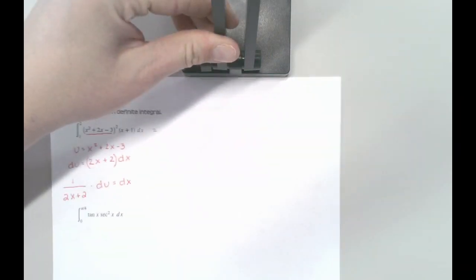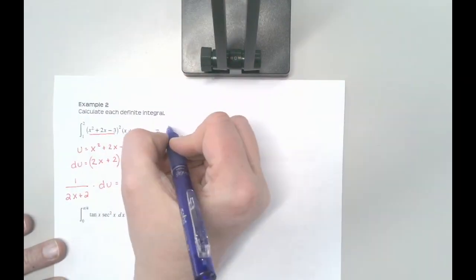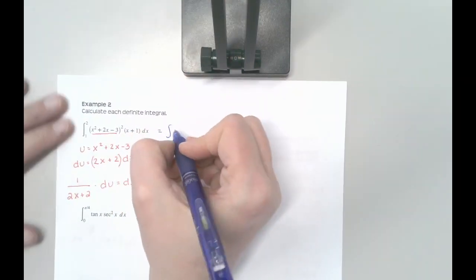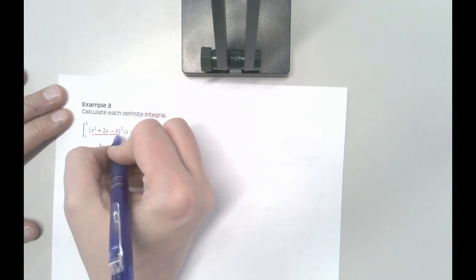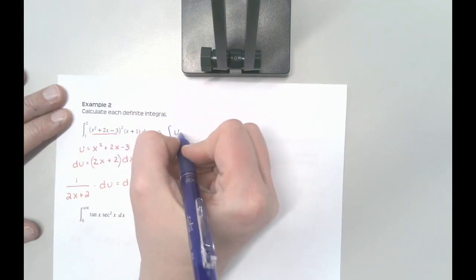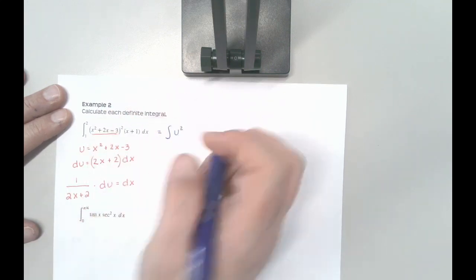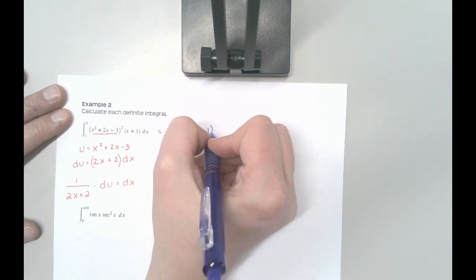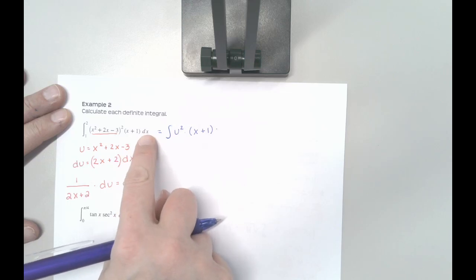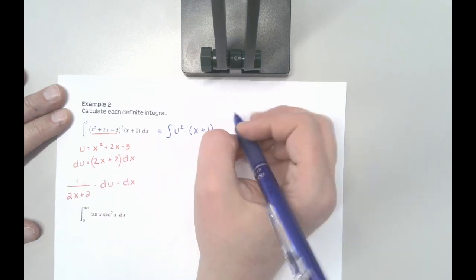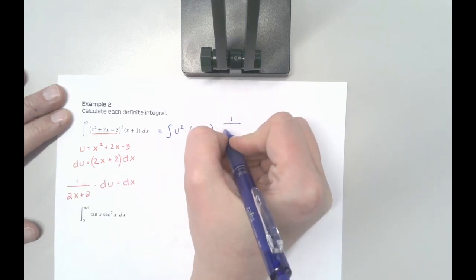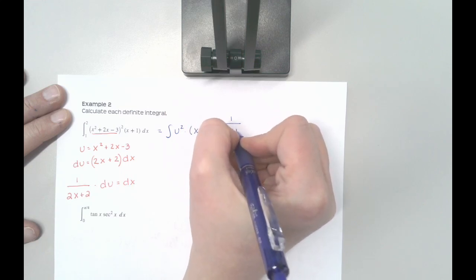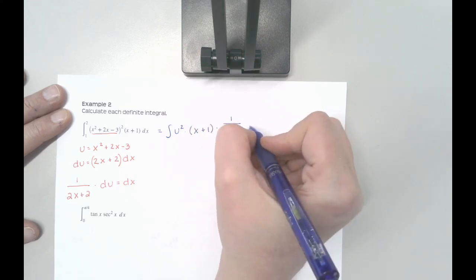So my integral up here is now this thing underlined in red, that's going to become my u, and that's being squared, times x plus 1, times, in place of dx, I'm putting this thing, so 1 over 2x plus 2 du.